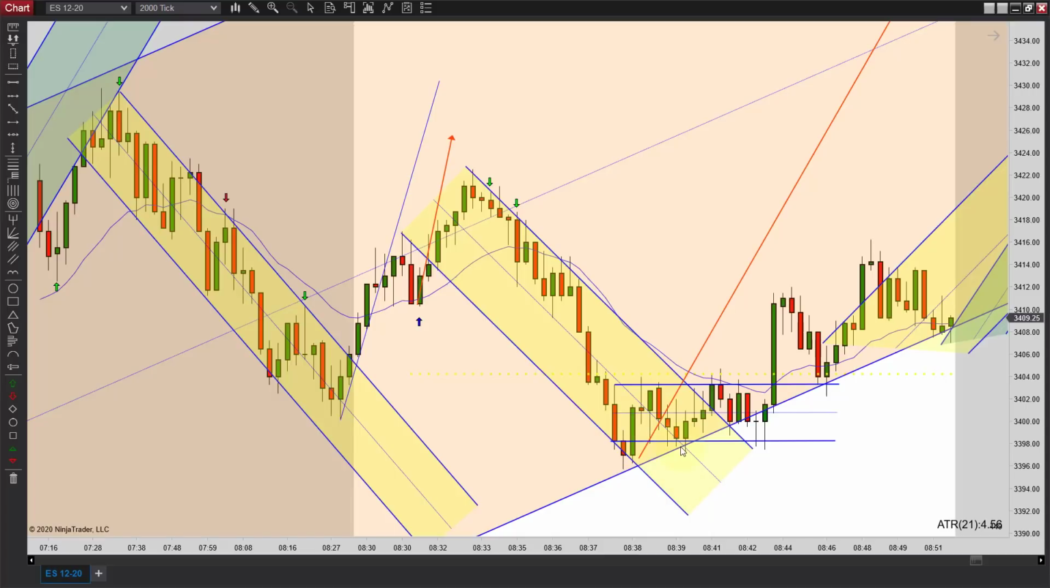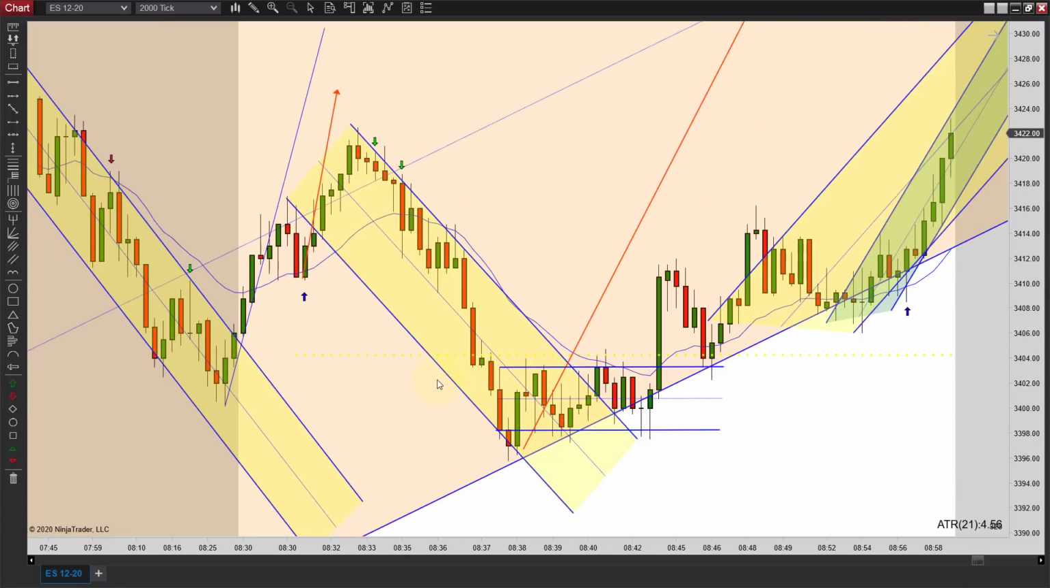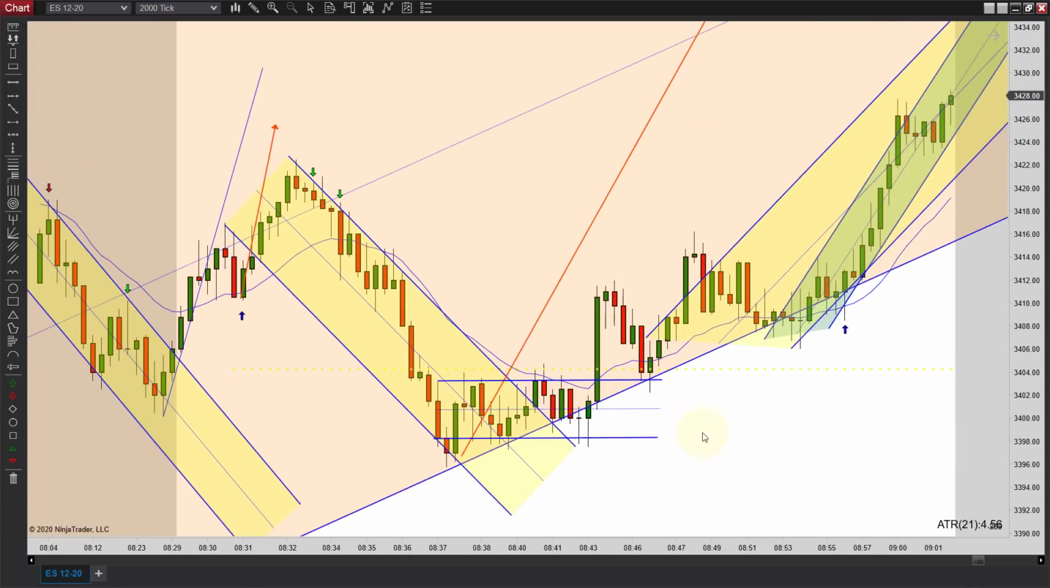There is a failed second entry short right here. But it technically triggered right here, so I don't think you want to try it. This is not rejection off these lows, and then we end up kind of going sideways. So I think you're just better off to sit and wait.